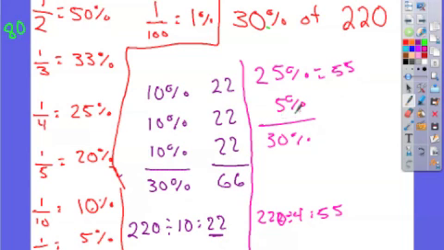Now we need to figure out what 5% is. So I'll come down here and 220 divided by, let's see, how do we get 5%? 5% is 1/20th. Every 20th is going to be 5%, so we need to cut it into 20, divided by 20. If we do 220 divided by 20, we get 11. So my 5% is going to be 11. Now, if I add these together, what do I get? 55 plus 11 is 66.